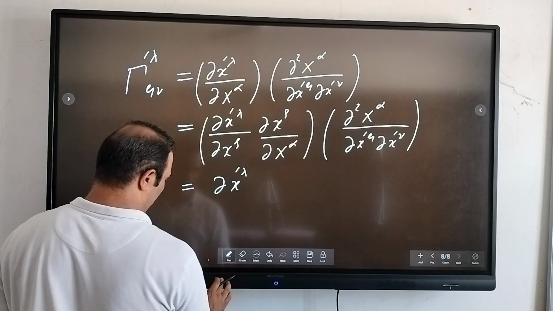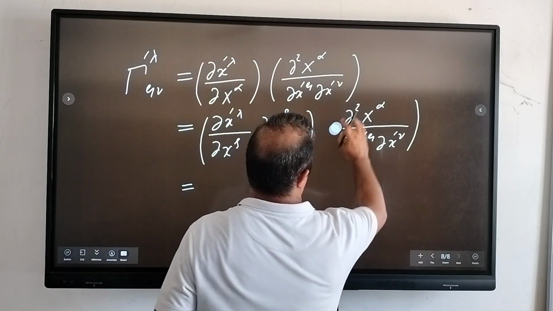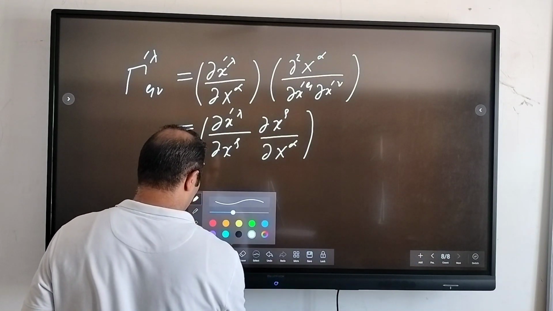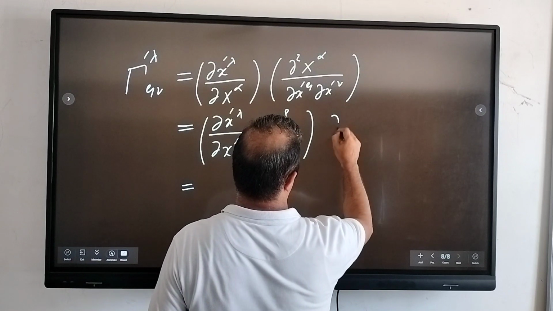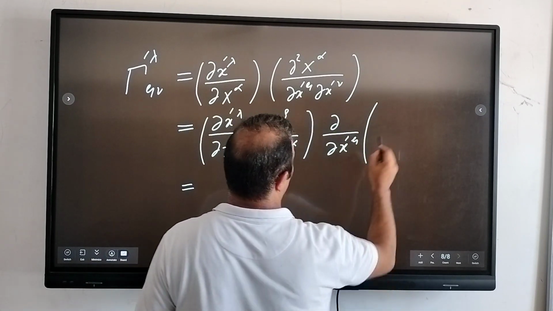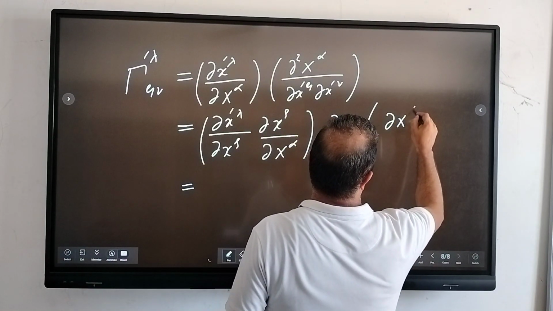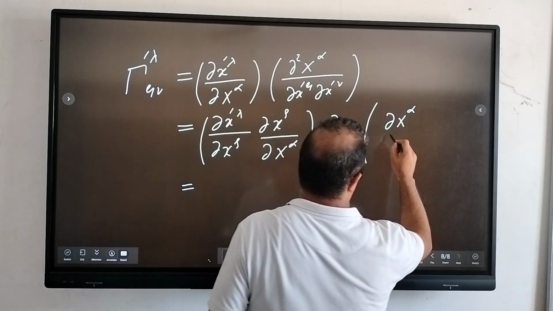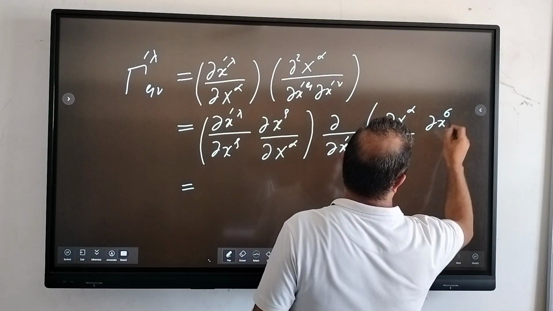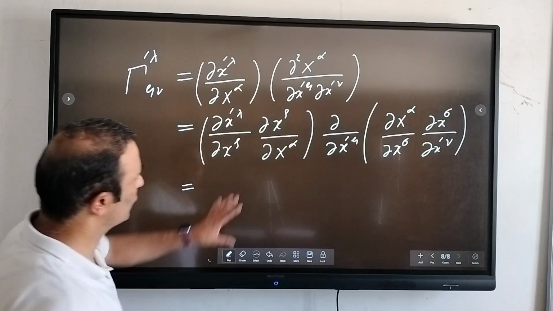Or you can rewrite it here. Let me write it here. Instead of this equation, in order to skip one step, we can minimize one step by taking partial by partial x prime u. Inside will be equal to partial x alpha. So you just check whether it is that.